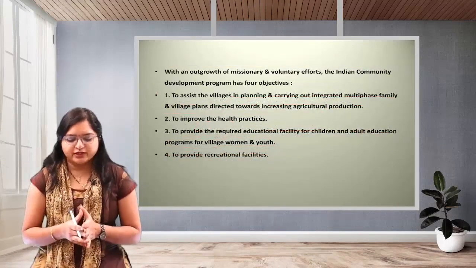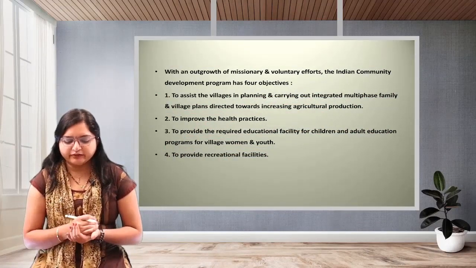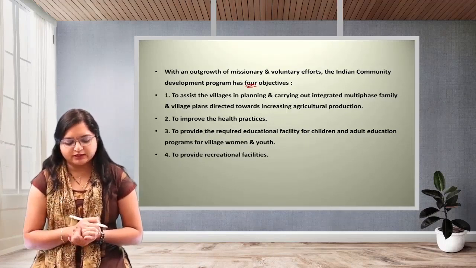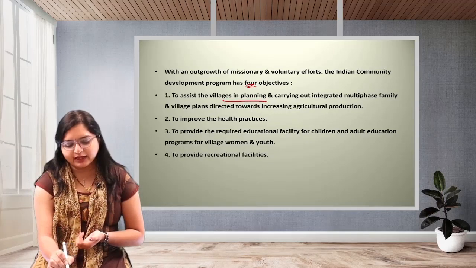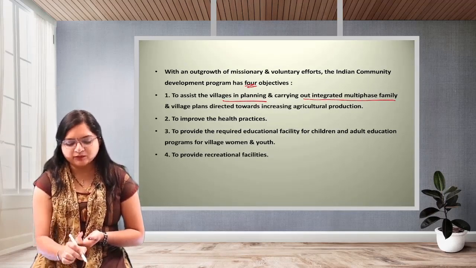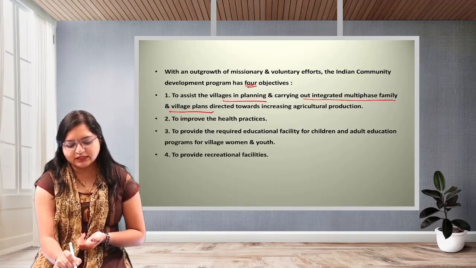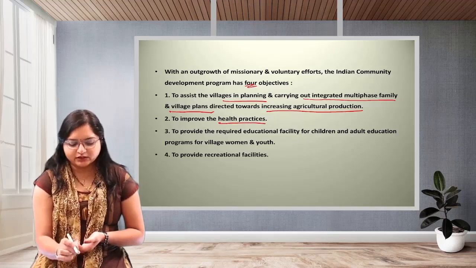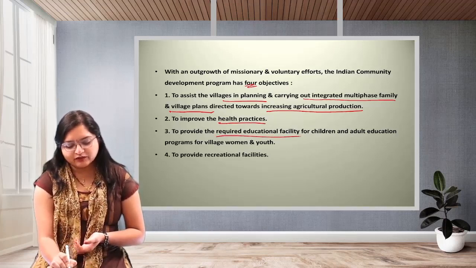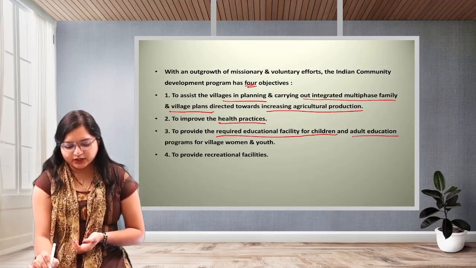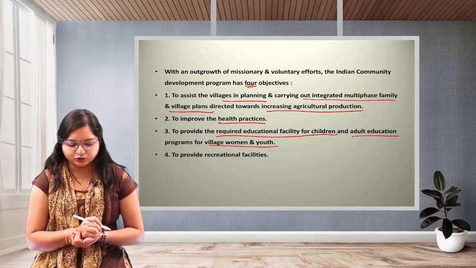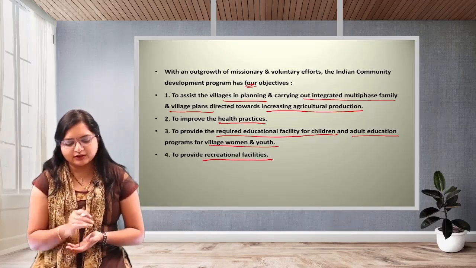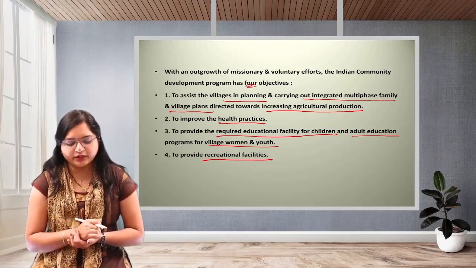An outgrowth of missionary and voluntary efforts, the Indian Community Development Program has mainly 4 objectives. The first objective is to assist the villages in planning and carrying out integrated multi-phase family and village plans directed towards increasing agricultural production. Second is to improve the health practices. Third is to provide the required educational facility for children and adult education programs for village women and youth. And the fourth one is to provide recreational facilities. So these all are the main 4 objectives of the Indian Community Development Program.